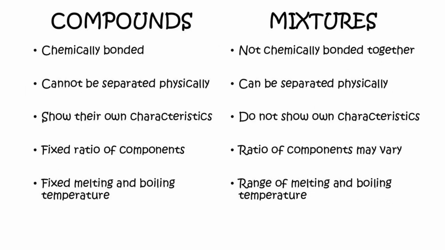Now let's clearly distinguish between compounds and mixtures. Firstly, in a compound, the elements are chemically bonded in a fixed ratio. This means that compounds have fixed chemical properties and cannot be separated into their components by physical methods. On the other hand, in a mixture, the substances are just physically combined, so the composition can vary.